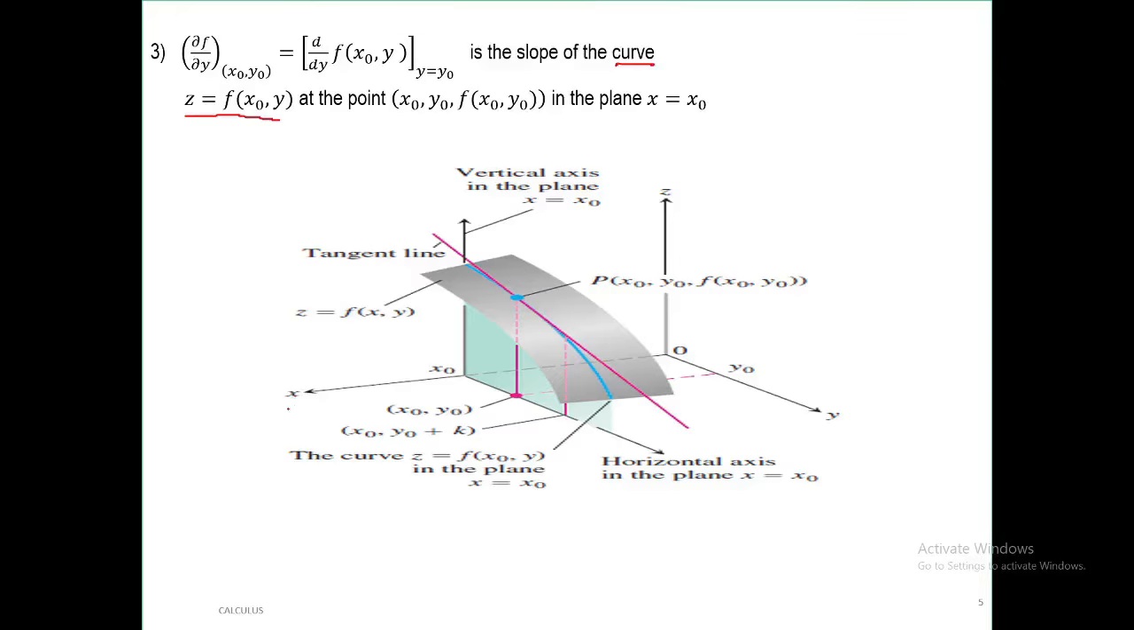So this is x-axis, and this is y-axis, and this is z-axis. Now look at this is the surface. Z is equal to f of x comma y is the surface. Black one is the surface. Now look at this blue one. This blue one is a curve. Look at the curve z is equal to f of x naught comma y in the plane x equal to x naught. You are substituting x naught instead of x. Now this gives you a curve. This blue one is a curve. For this curve, you are doing derivative with respect to y.